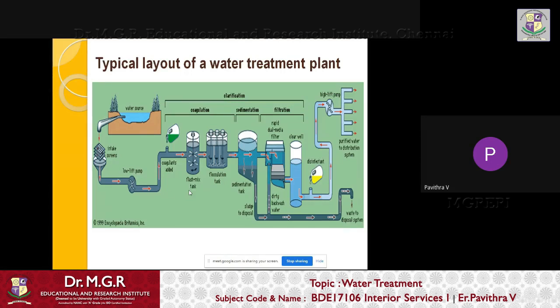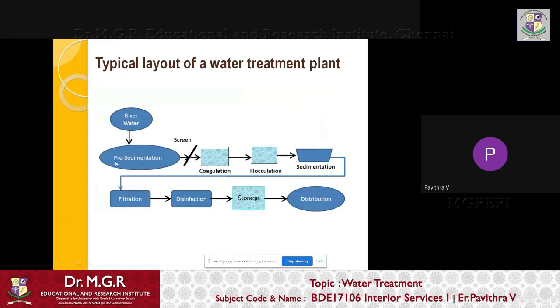I'm just going through it at a glance to revise the content taught in the last session. In the last session we had seen the different techniques used in the water treatment process, that is screening, coagulation, flocculation, sedimentation, filtration, disinfection, storage, and distribution.